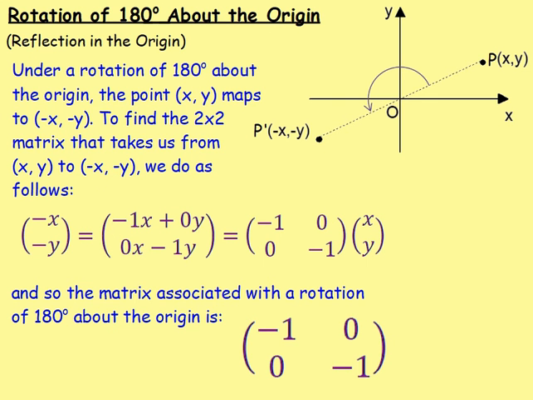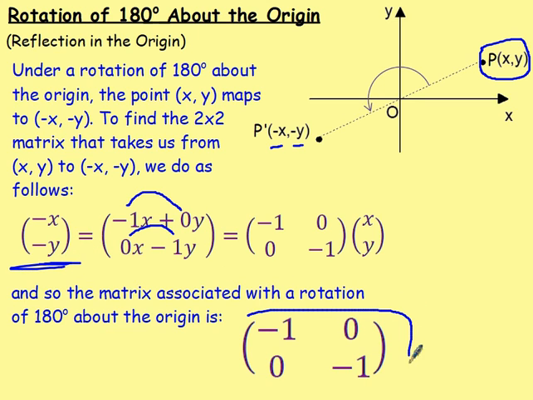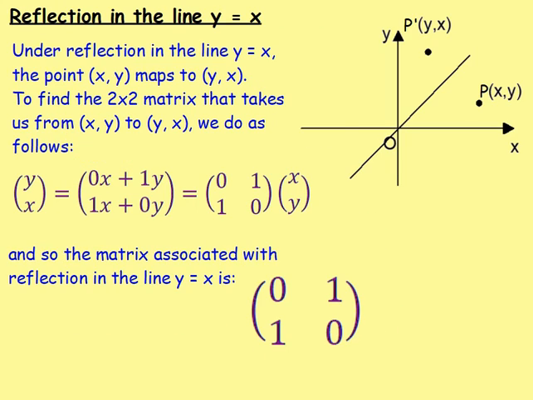Rotation of 180 degrees about the origin. A point P with the coordinates x, y, if you rotate that round or reflect it in the origin, you will get out negative x and negative y. So negative x, negative y, you can write as negative 1x add 0y, 0x take away 1y. Take the coefficients, once again, -1, 0, 0, -1, check that if you multiply them, that is what you get, which it is, and it means that's the matrix associated with a rotation of 180 degrees.